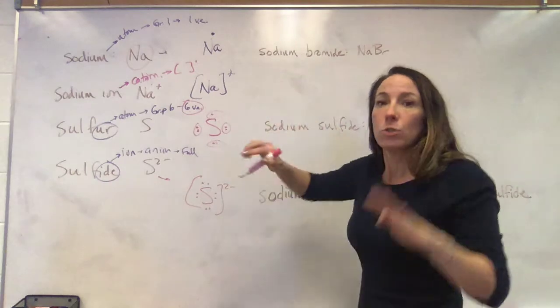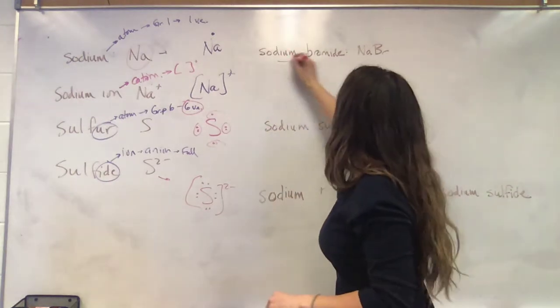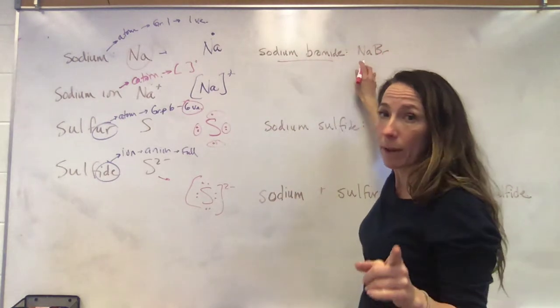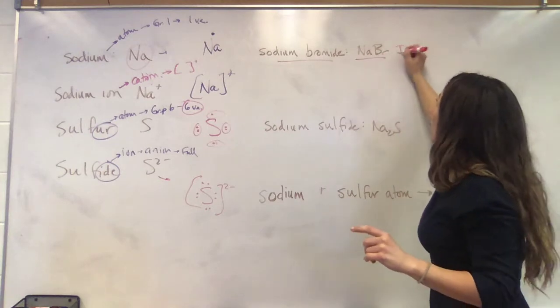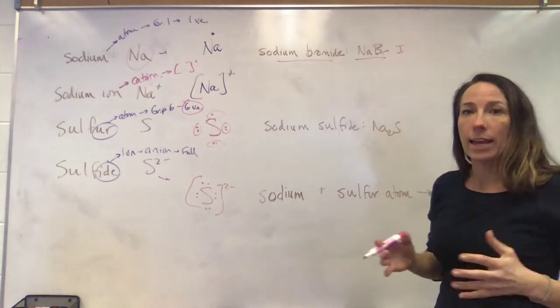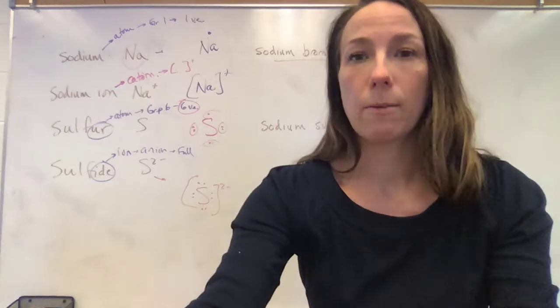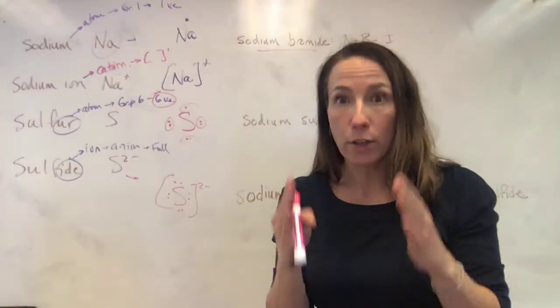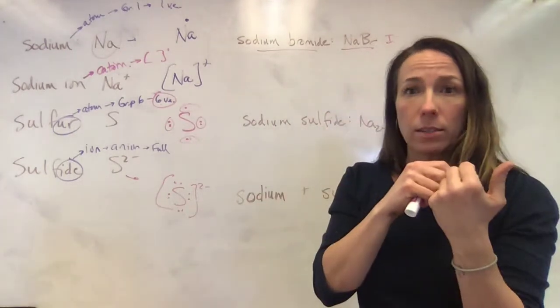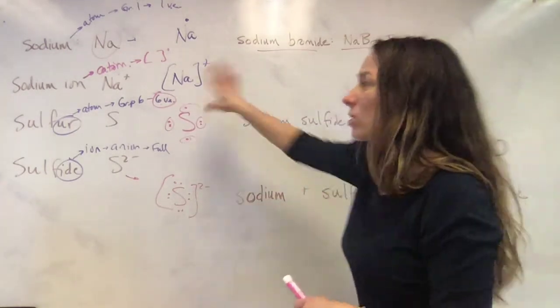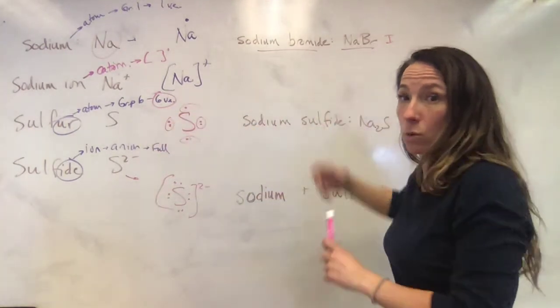Here, if I'm asked to do sodium bromide, I recognize that sodium bromide is an ionic compound. The ionic compound has the formula of NaBr. And so I'm going to need to put the Lewis dot diagram for the Na+ and the Br−. So it's just like this, but twice.